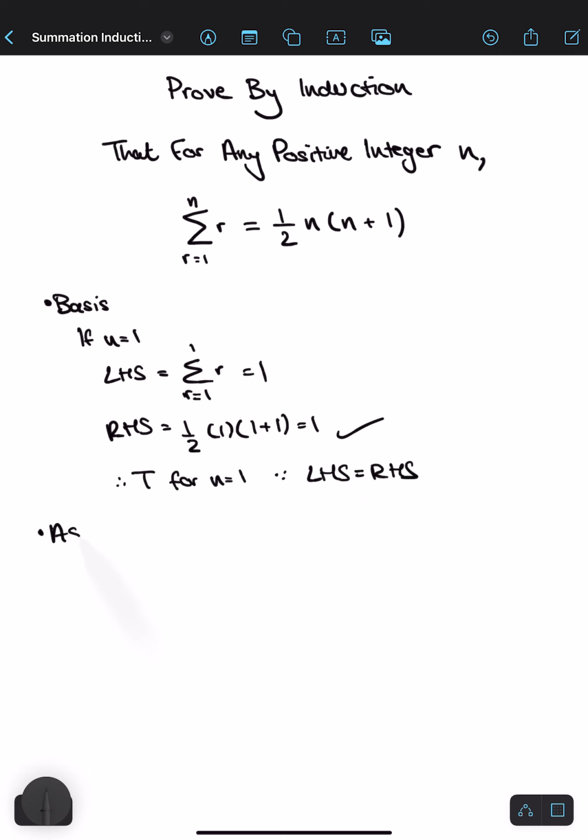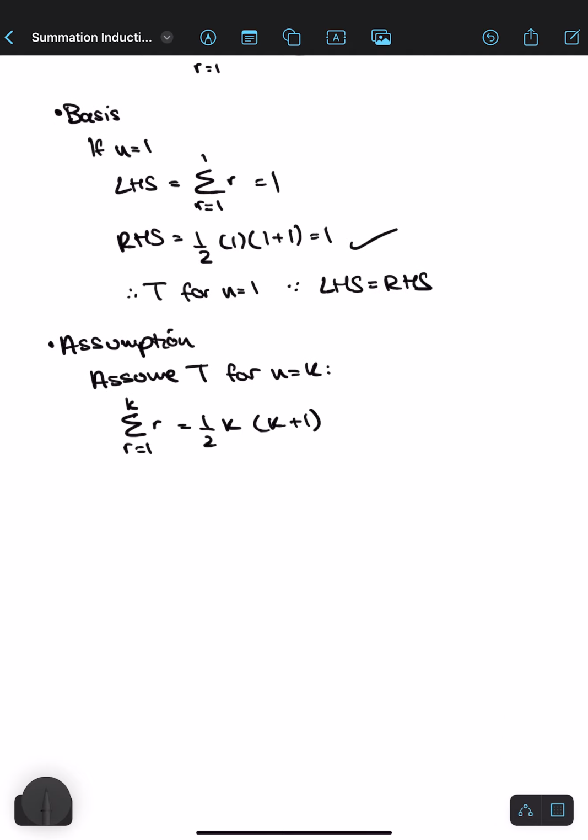Step 2, assumption. All you have to do is assume that it's true for n equals k, and then replace n with k over here. The sum from r equals 1 up to k of r equals a half k times k plus 1. Then comes the inductive step, which is where most of the marks come in.